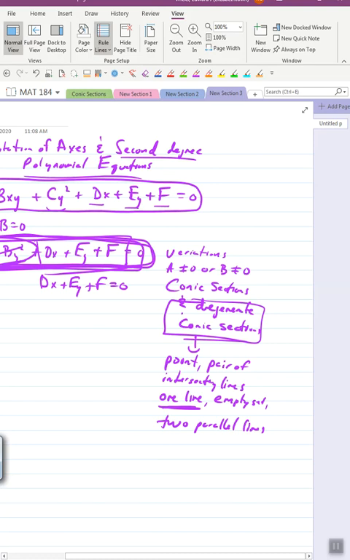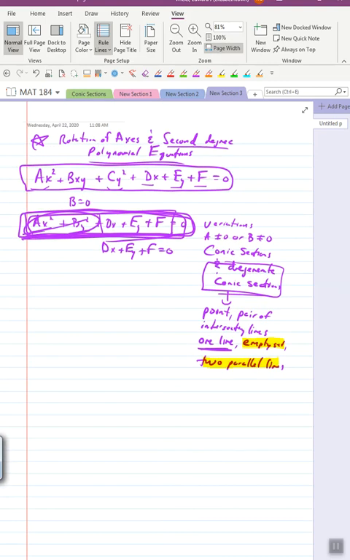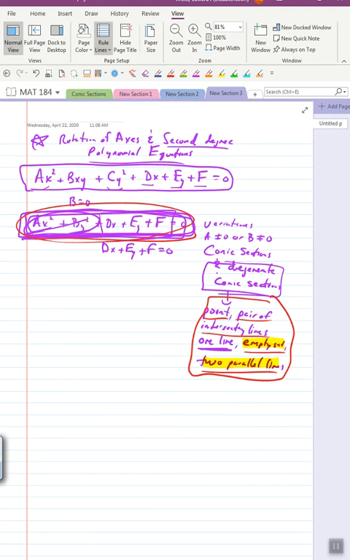Now I'll just say these last two, the empty set and the two parallel lines, you can't actually get those by intersecting those cones with a plane. So when I say these are all the possibilities we can get, I am definitely saying those are the things we can get from this equation, but only the point and the pair of intersecting lines can be physically obtained by slicing those cones with a plane. These last two cannot really be physically obtained that way, but they are possible solutions to this equation.